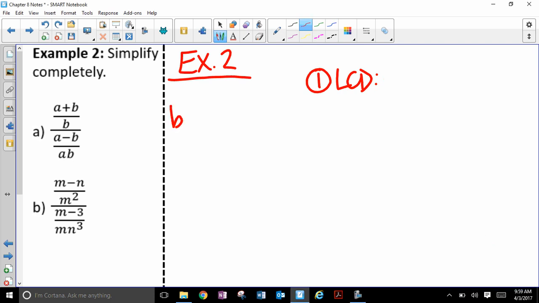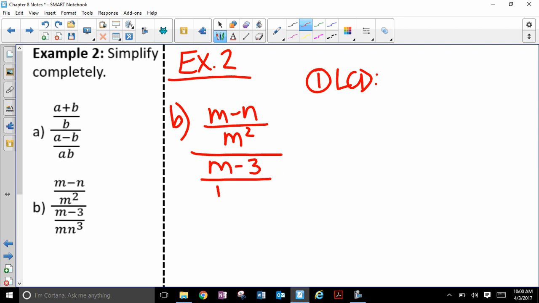All right, so for part B, we have m minus n over m squared. So that's one of the small fractions that is on top. And then on bottom is the small fraction m minus 3 over mn cubed.